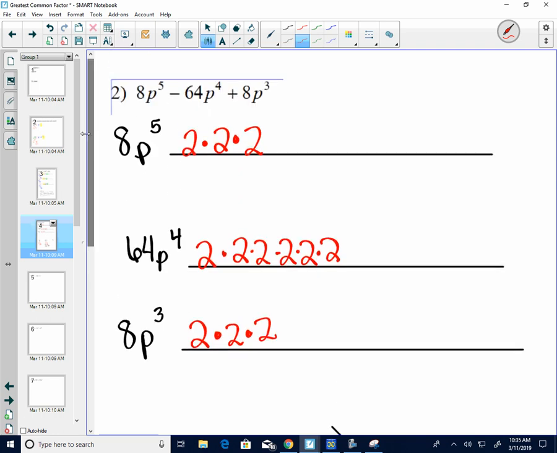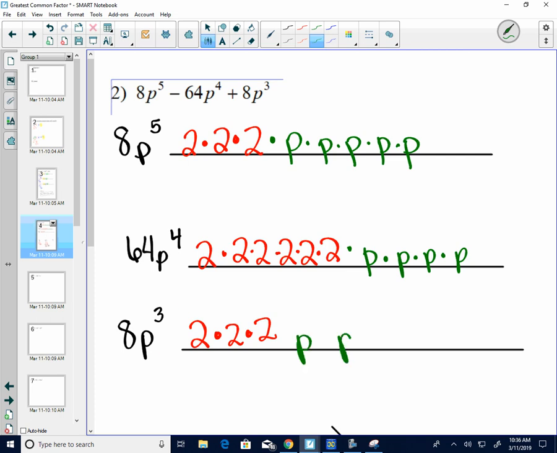So then let's do the letters. I feel the letters are the easiest part. It's p to the 5th power, so I write 5 p's. 1, 2, 3, 4, 5. And put a multiplication sign in between all of them. P to the 4th, that's 4 p's. P, 2, 3, 4. P to the 3rd, that's 3 p's. 1, 2, 3. Didn't need a multiplication sign there at the end.